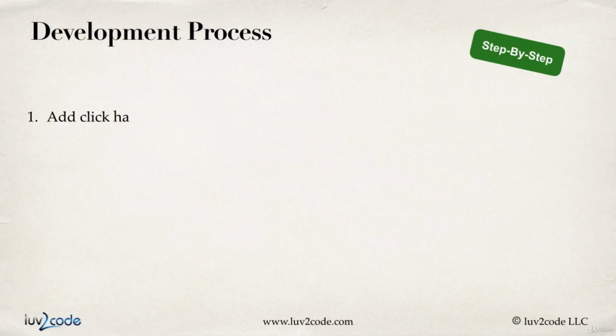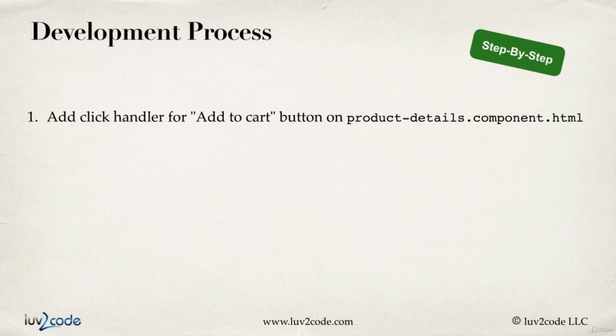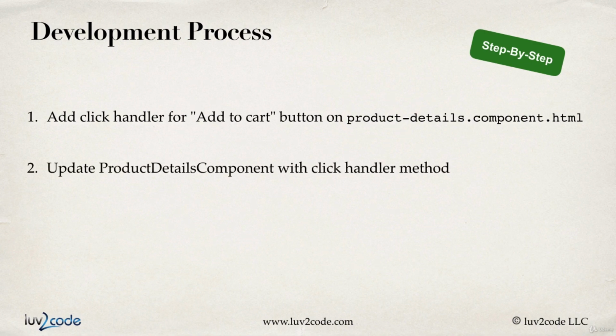So here's the development process. The first thing we'll do is add the click handler for the add to cart button on our product details component, and then we'll update our product details component with the given click handler method. And a lot of the functionality will be similar to what we did before, just with a small change or a small twist.